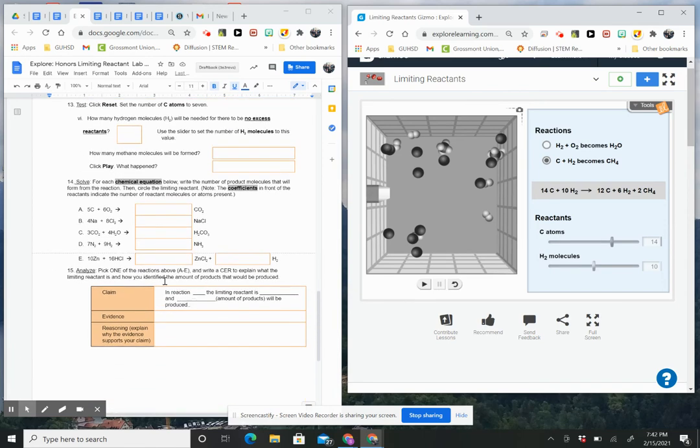Then after you've completed that, I would like for you to do a full CER, so your claim, evidence, reasoning. In the past, I've had you do this as a full paragraph. In this lab, I'm having you chunk it out. I'm having you give me your claim. What is your evidence that you have for this? You could even draw a diagram for your evidence if you would like, and then give me your reasoning, explaining why the evidence supports your claim.